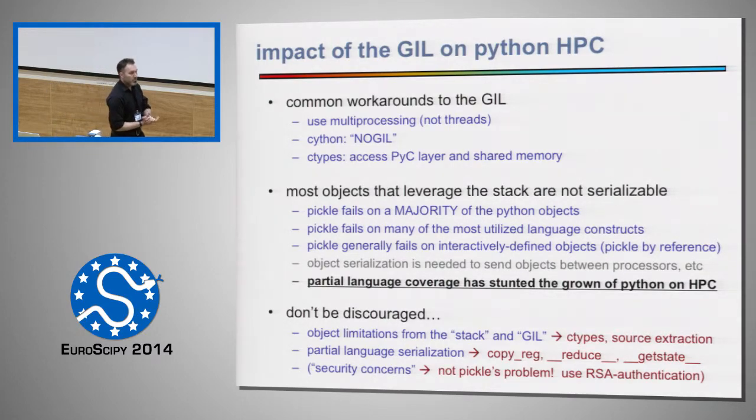So any of you who've tried parallel computing, you pickle the object, you use map, even in multiprocessing, it just dies for almost everything. It generally fails on most of the interactively defined objects, where we pickle by reference, and also most of the primarily utilized language constructs. So that really has stunted the growth of Python in HPC.